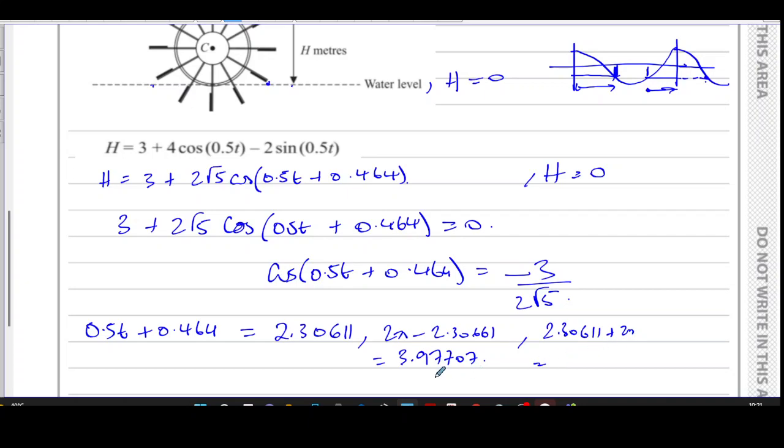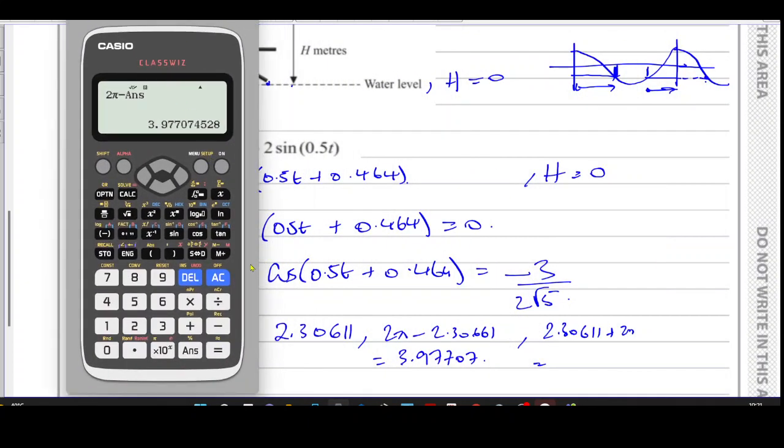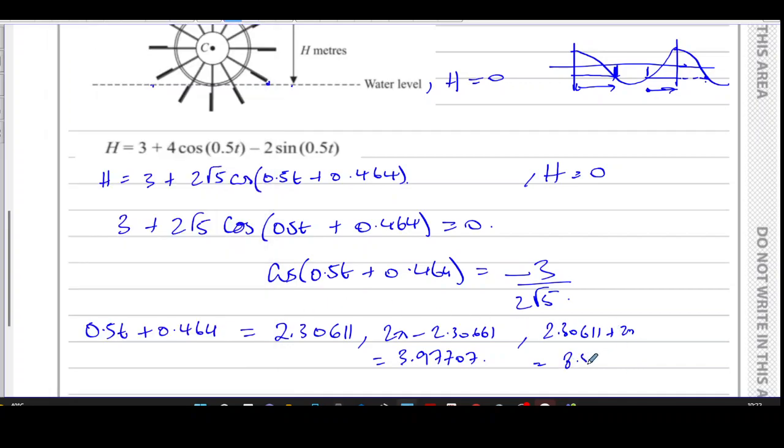And of course, that's going to be more than this distance. We can see that straight away, because it's going to be much further. So of course, it's between these 2. I'm just making sure, that's all. So I can take the last answer and I can add 2 pi to it. That will give me 8.589. Of course, we're looking between these 2. These 2 are the ones that are going to help us.